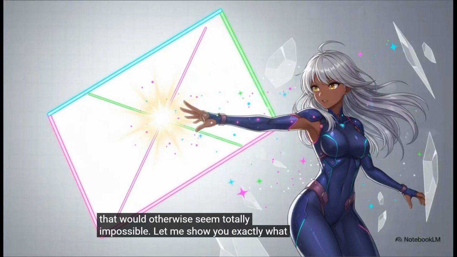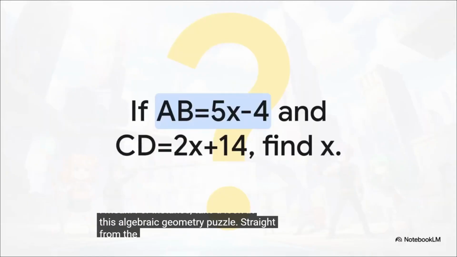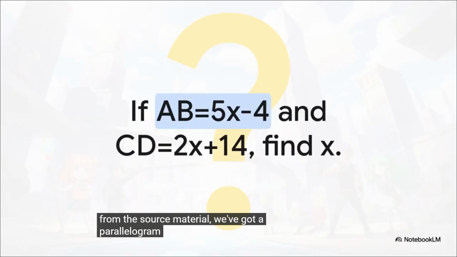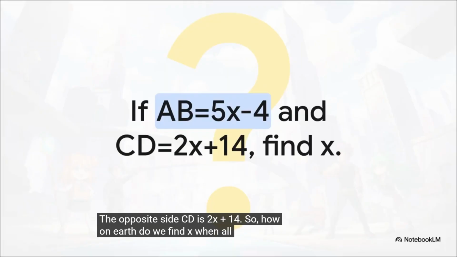Let me show you exactly what I mean. For instance, take a look at this algebraic geometry puzzle straight from the source material. We've got a parallelogram where side AB is represented by the expression 5x minus 4. The opposite side, CD, is 2x plus 14. So, how on earth do we find x when all we have are two floating algebraic expressions and absolutely zero angles to work with?